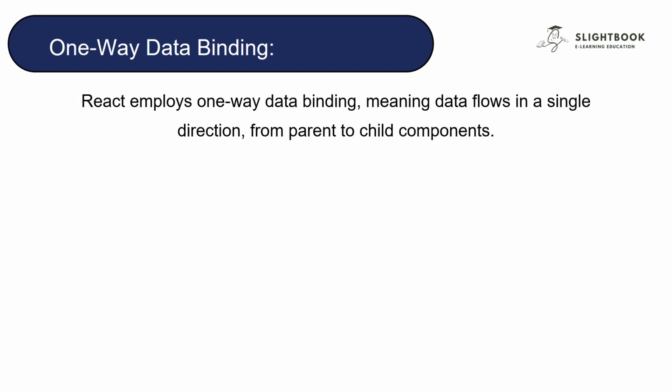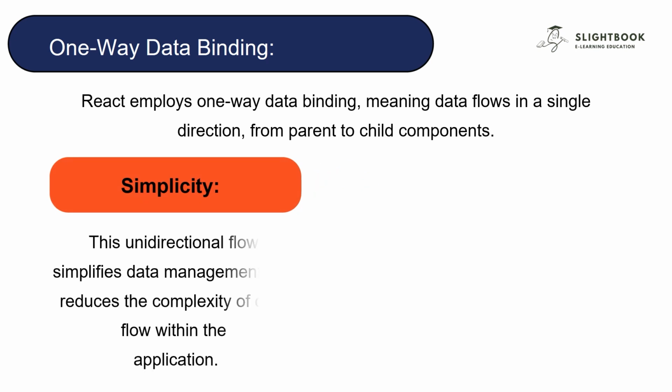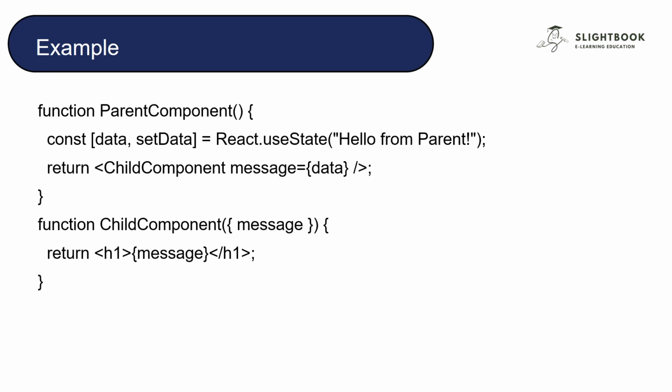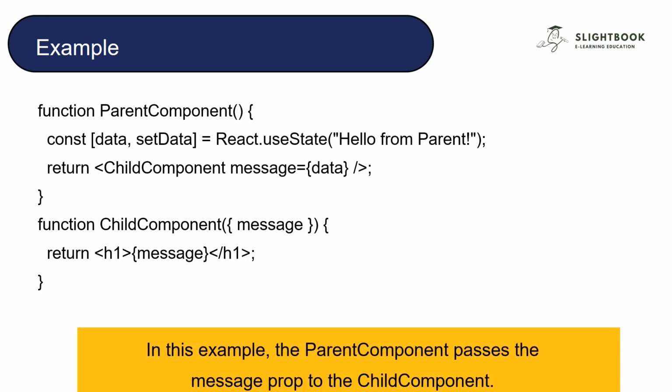One-way data binding. React employs one-way data binding, meaning data flows in a single direction from parent to child components. This unidirectional flow simplifies data management and reduces the complexity of data flow within the application. By ensuring that data can only flow one way, React makes it easier to understand how data changes affect the state and behavior of components. Example. In this example, the parent component passes the message prop to the child component.